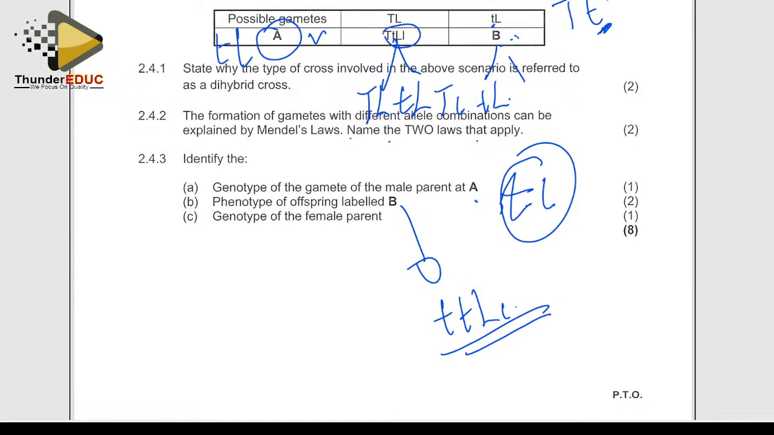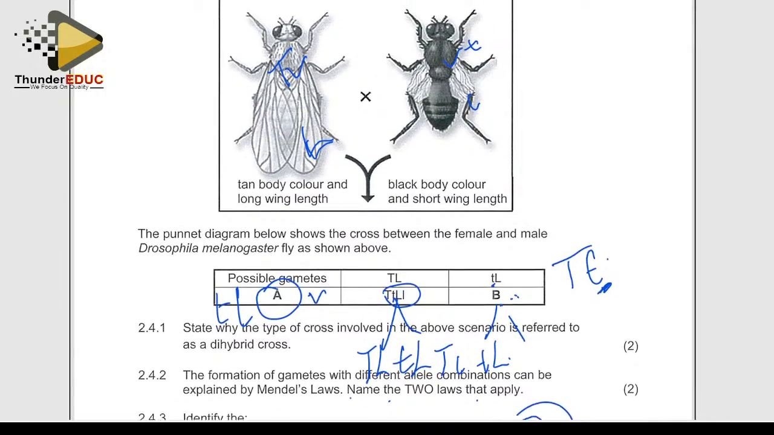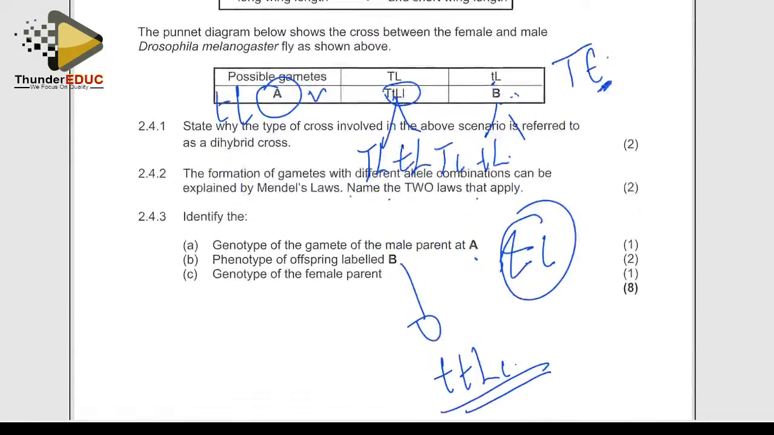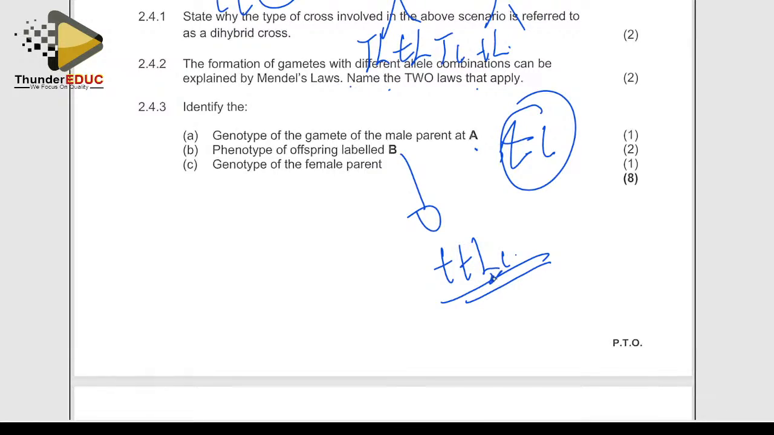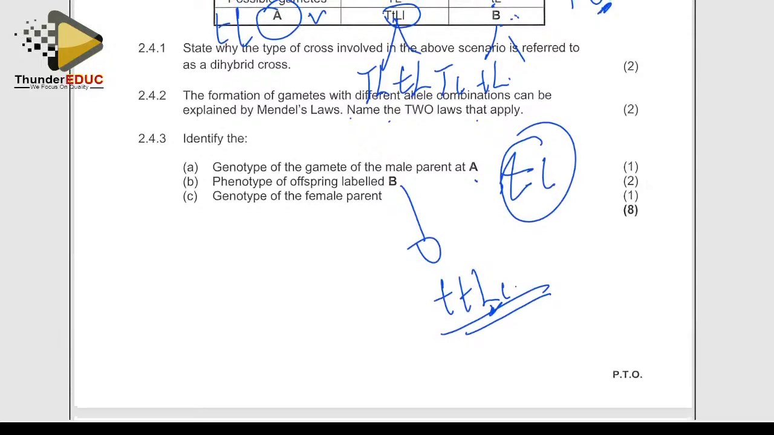They want the phenotype, not the genotype. Since they want the phenotype, then the small letter is going to be black, and long, because the capital letter is there, the dominance is there. Black and long wings.